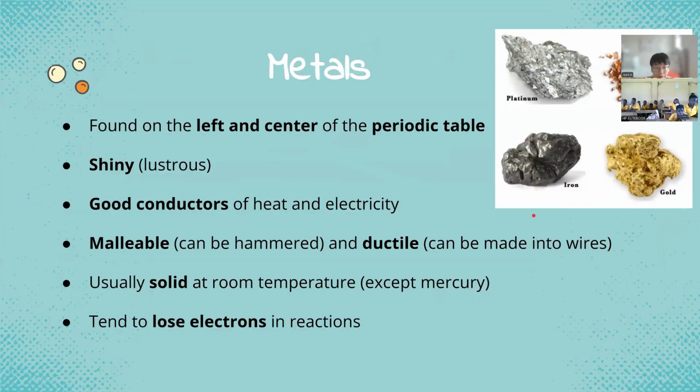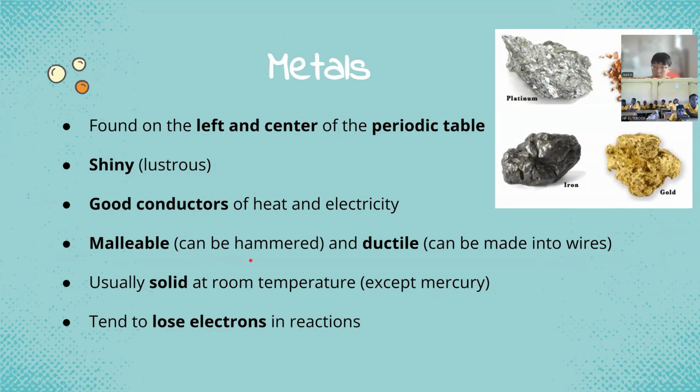But metal is found on the left and center of the periodic table, like I've said. Some properties: it is shiny, called lustrous. Metals are good conductors of heat and electricity. Metals are malleable. That means that they can be shaped easily.